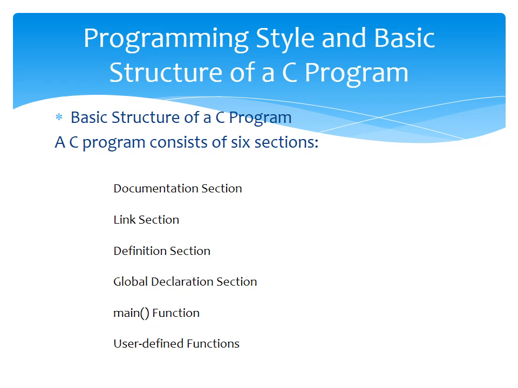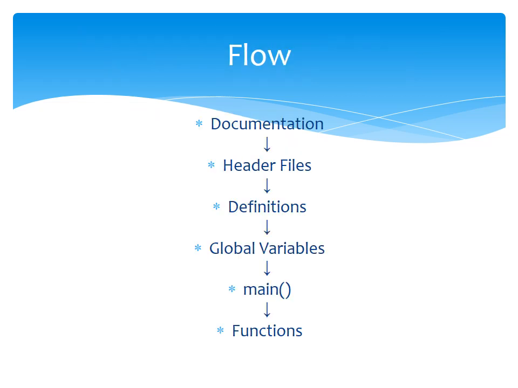So what does the structure consist of? A basic structure of a C program consists of 6 sections: the documentation section, link section, definition section, global declaration section, main function, and user defined functions. So the flow is this way. First comes the documentation, header files, then the definitions, then the declaration of the global variables, main function, and the functions.